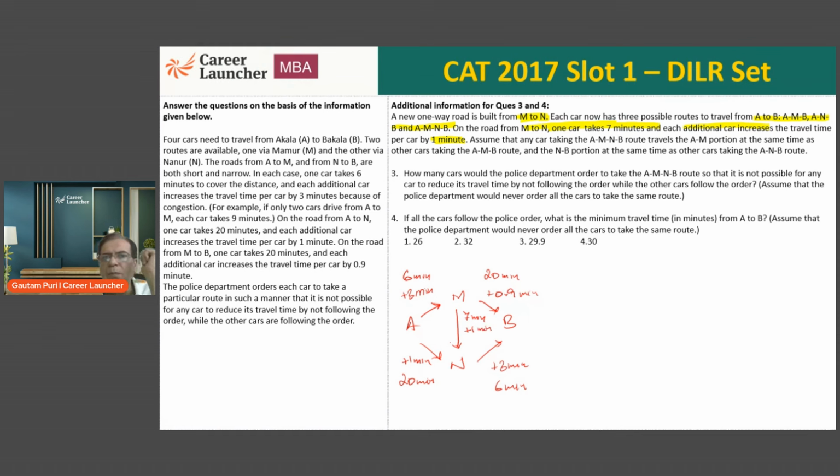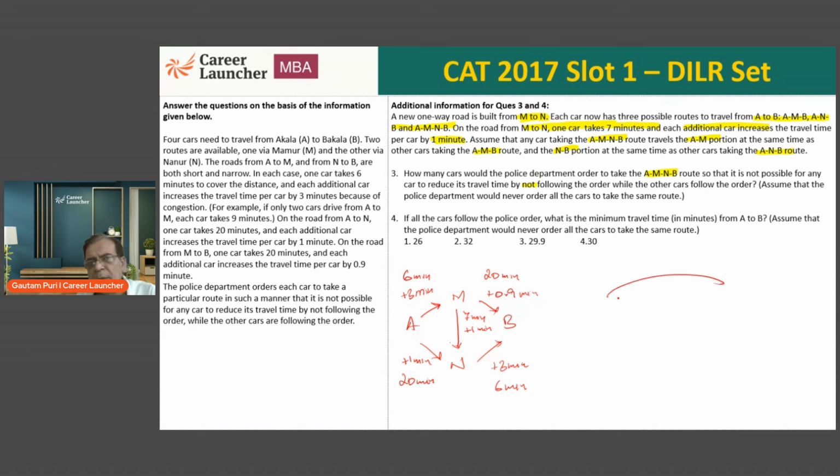Okay. Now, assume that any car taking the AM and B route travels the AM portion at the same time as other cars taking A and B route, and NB portion at the same time as cars taking A and B route. Okay. Now, question number 3. How many cars would the police department order to take AM and B so that it is not possible for any car to reduce the travel time by not following the orders while other cars follow the order? Okay, great. Now, what are the routes available?